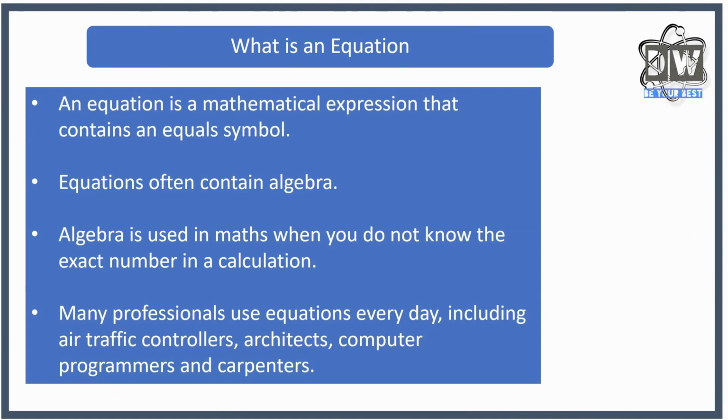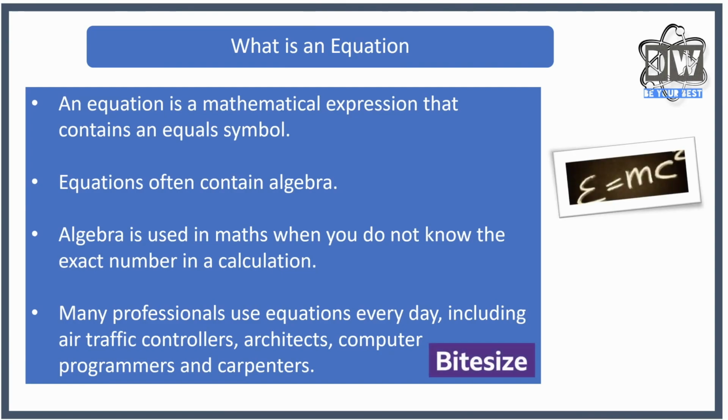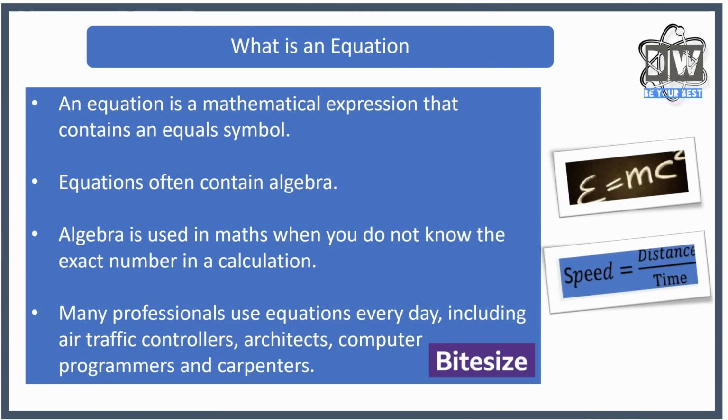Okay, so let's have a little look. This was taken from the BBC Bitesize website, by the way. Here's an example of an equation because we've got an equal symbol there, and they're quite well-known ones. So we've got speed equals distance over time, and E equals mc squared.